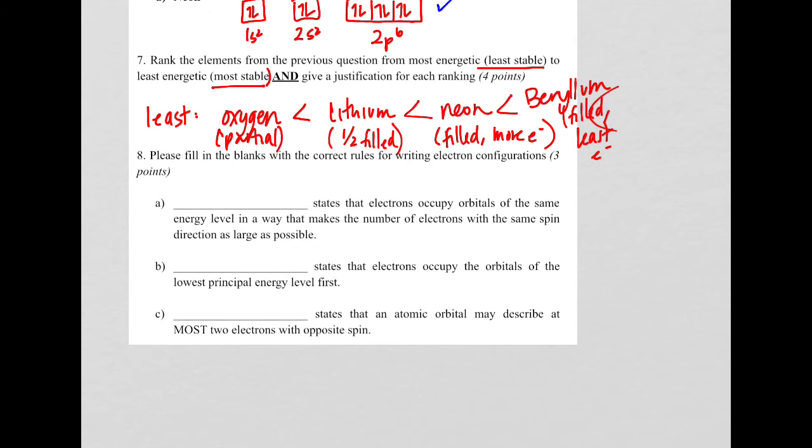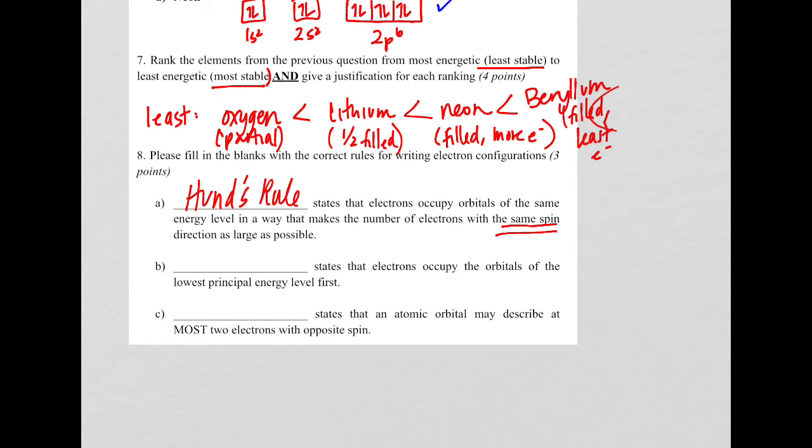And finally, we come to number 8. So you needed to fill in the blanks with the appropriate rules, those 3 rules that we have for writing electron configurations. All right, letter A says blank states that electrons occupy orbitals of the same energy level in a way that makes the number of electrons with the same spin direction as large as possible. That is Hund's rule.